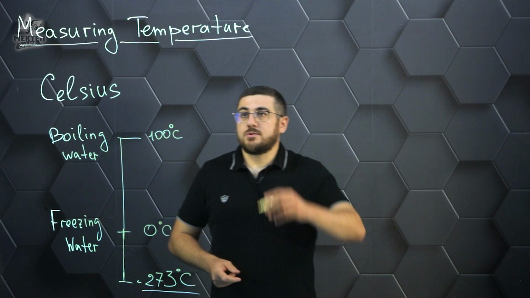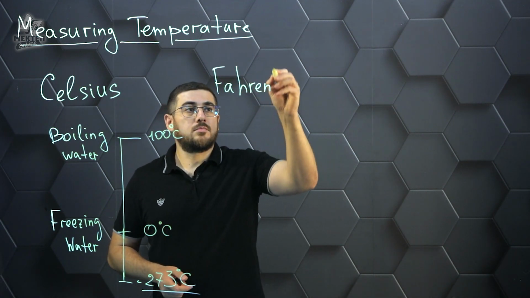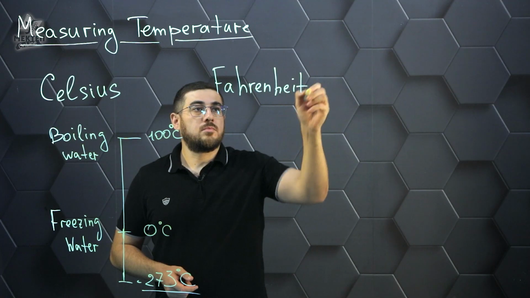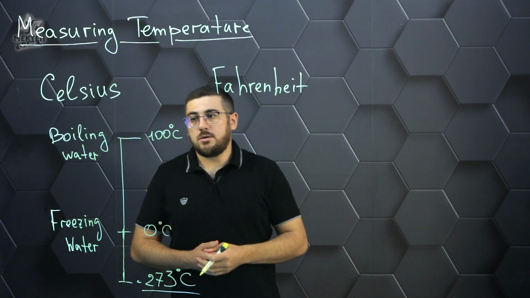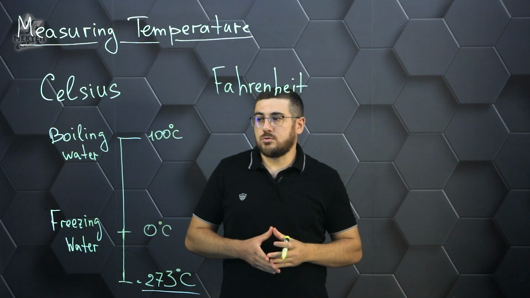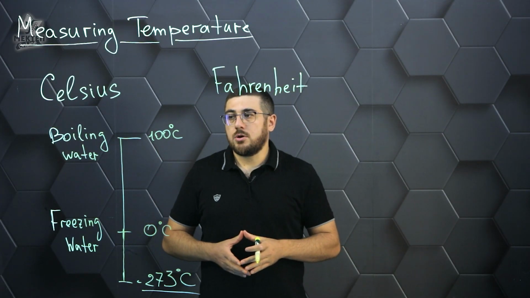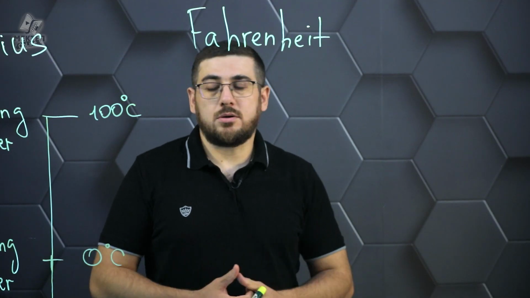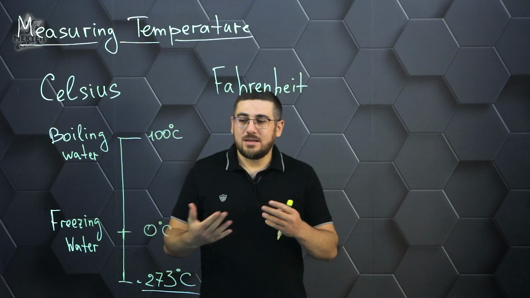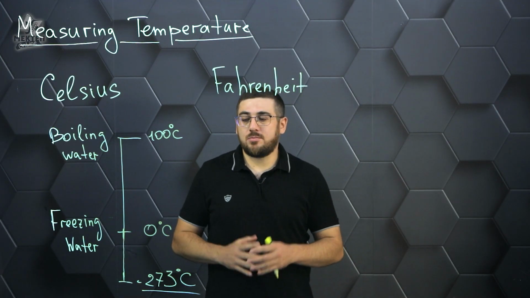The next scale that we will consider today is the Fahrenheit scale. The Fahrenheit scale is based on slightly different phenomena, and Fahrenheit himself was based on slightly different processes when he built his scale. It was his view of temperature measurement and in what units it would be measured. So, what were the main reference points that Fahrenheit based his scale on?